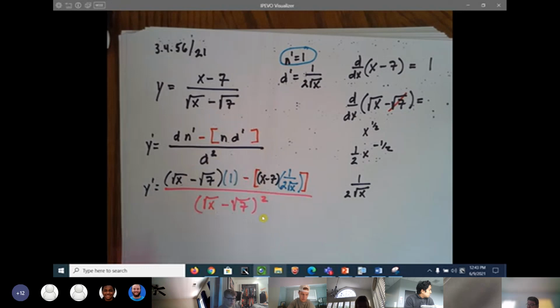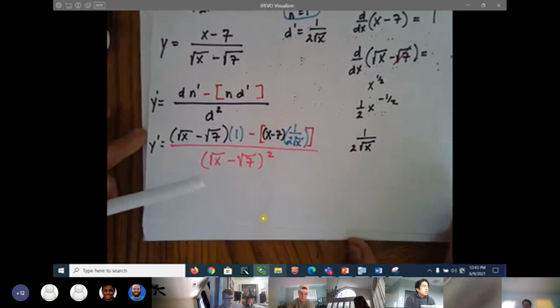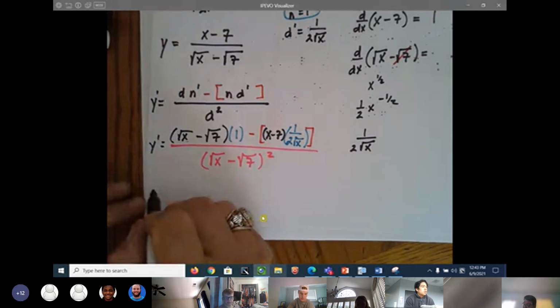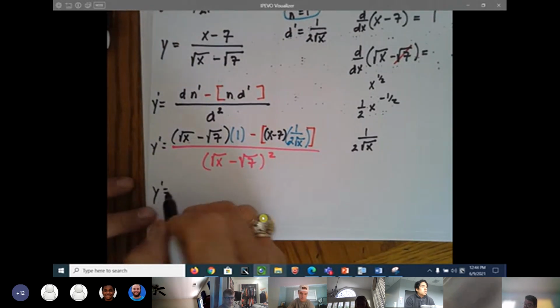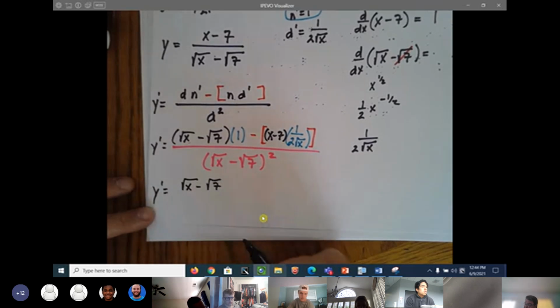And I'm just going to focus on the numerator. So we've done the calculus, so all we got to do now is the algebra. So y prime is equal to the square root of x minus the square root of 7.